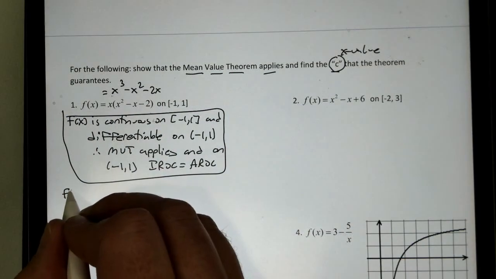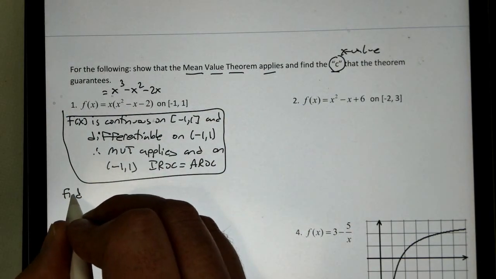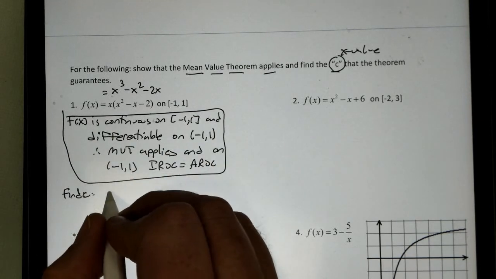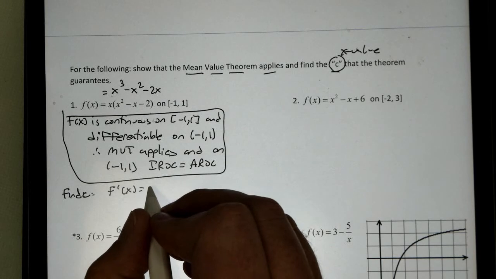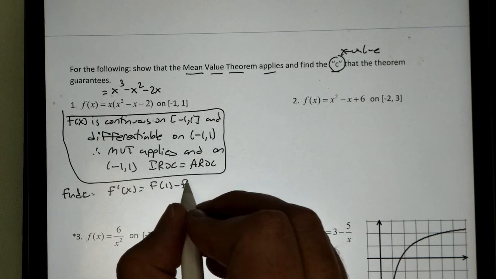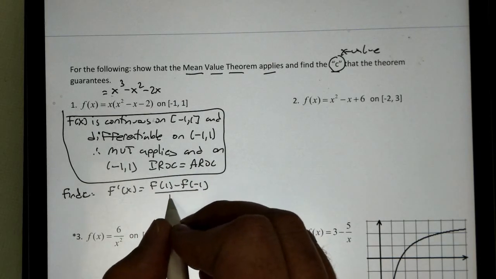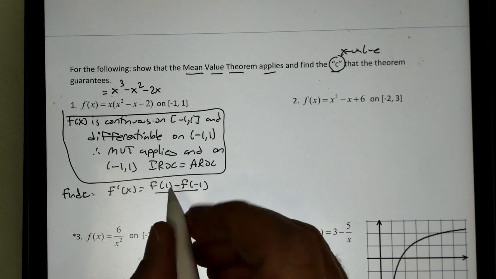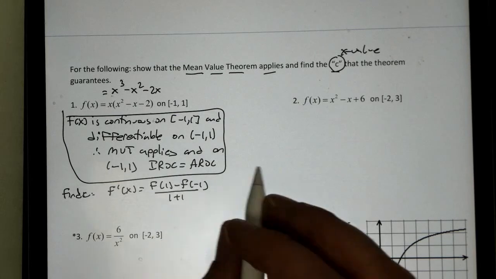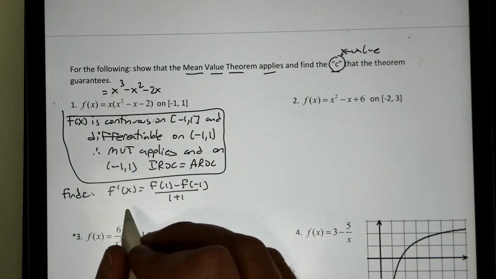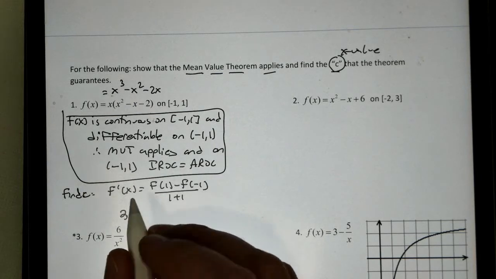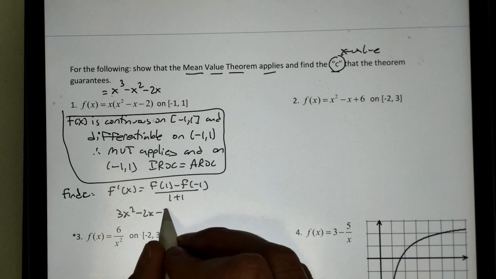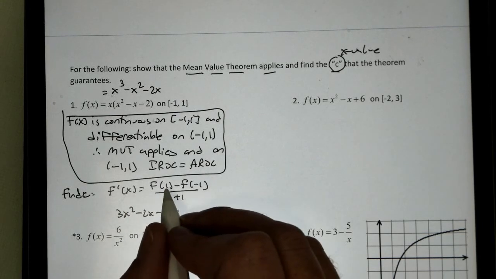So to find our c here, we're going to take our derivative, set that equal to the slope, f of 1 minus f of -1 all over 1 plus 1, and that's just going to become plus 2. Our derivative, I got that already. That's just 3x squared minus 2x minus 2 equal to, plug all this in, plug in a 1 here.